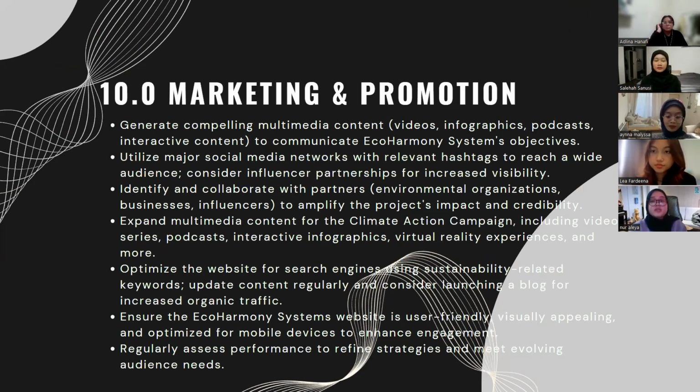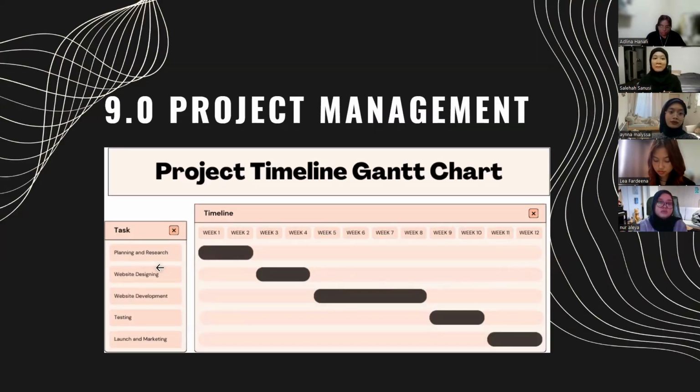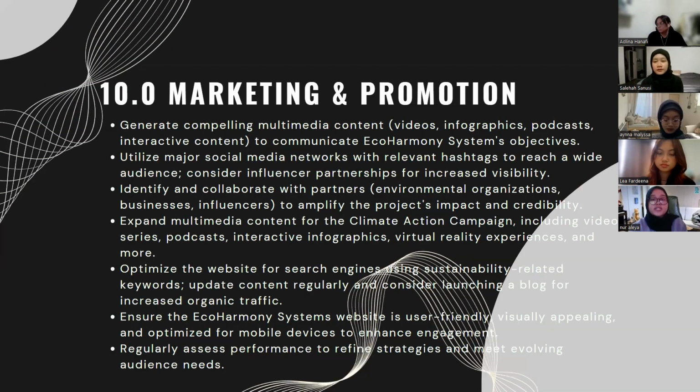First, we generate interesting multimedia content that successfully communicates the objective of the Eco Harmony system. Second, to reach a large audience, we use major social media networks. The third one, we identify possible partners such as environmental organizations, businesses, and influencers. These are the project management. The fourth one is expanding multimedia content for the climate action campaign, which involves creating a diverse array of engaging materials. And the last one is to optimize the web page for search engines to increase visibility. Use keywords that are connected to sustainability and the Eco Harmony system.